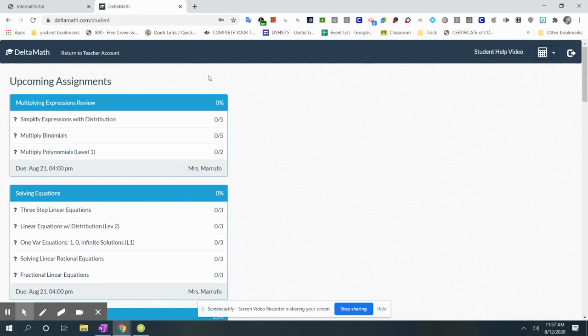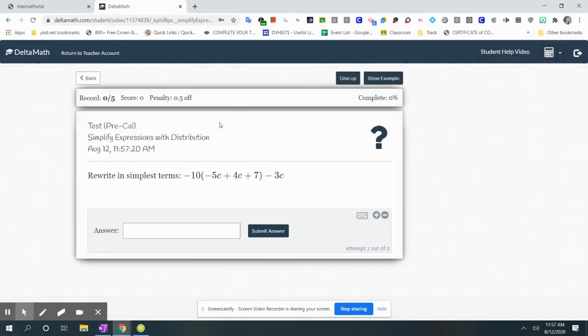Okay, so on here, you are going to see your assignment. So this is the first assignment, multiplying expressions review. You have the 3 topics that we covered today. So the first section was simplifying expressions. You are going to have to get 5 problems correct. On here, I do have a penalty that you will get half a point off if you do not get it correct. And if you end up getting 2 problems wrong, you're going to have to not only get 5 right, now you're going to have to get 6 right because it takes 1 away.